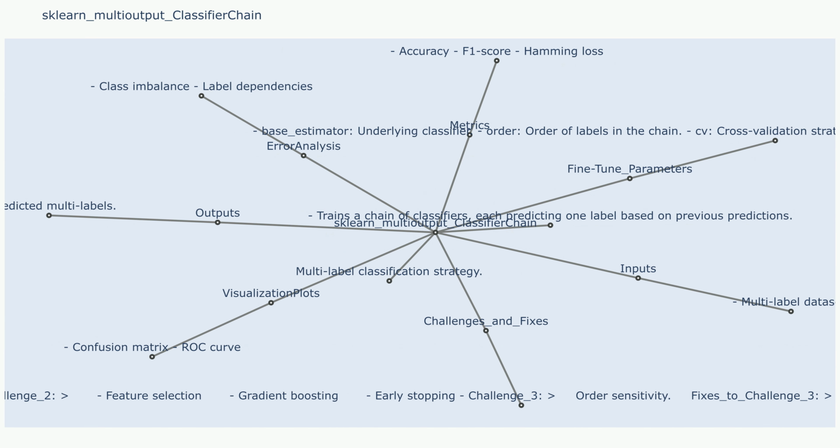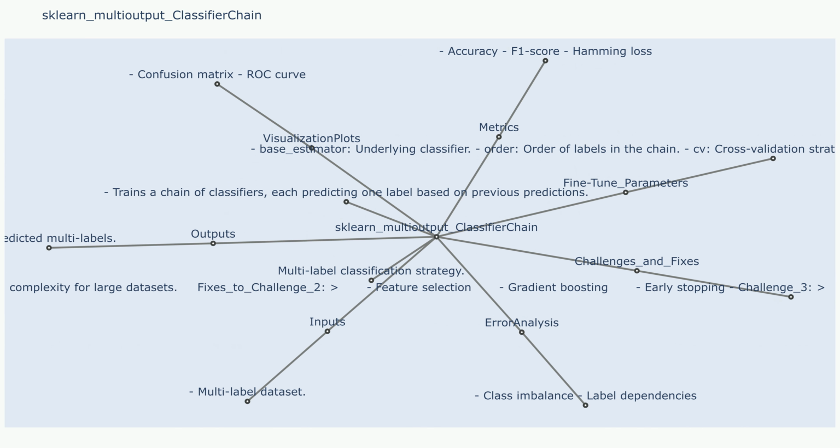The first classifier in the chain only receives the original input features. Each subsequent classifier gets the original input features plus the predicted outputs from the previous classifiers. This allows the chain to take advantage of dependencies between the output labels.